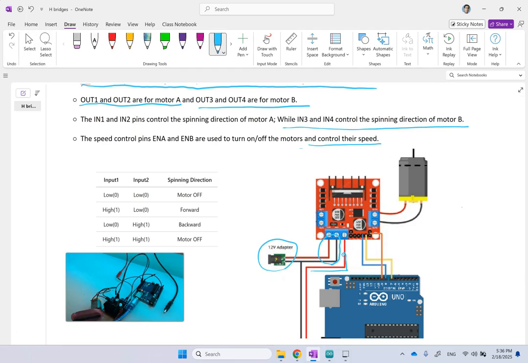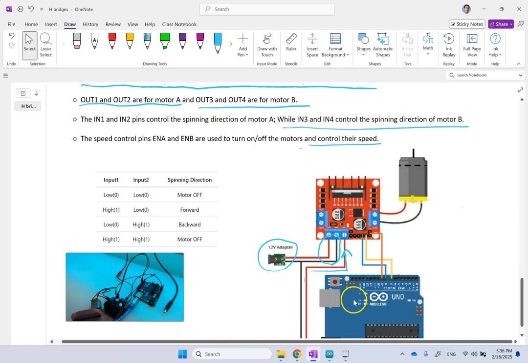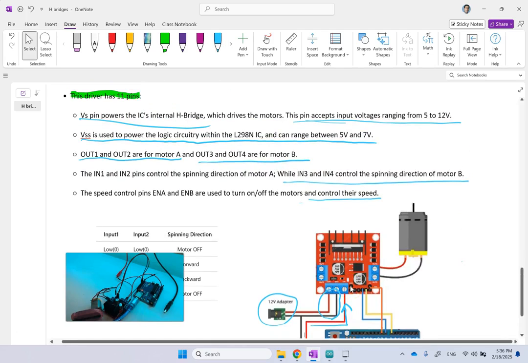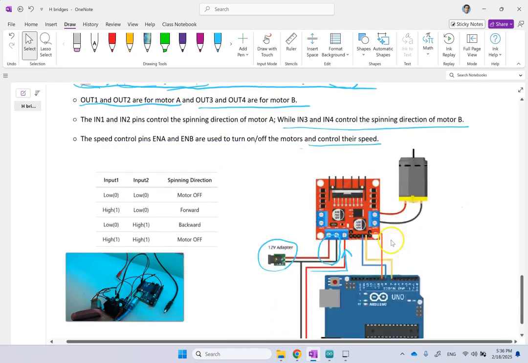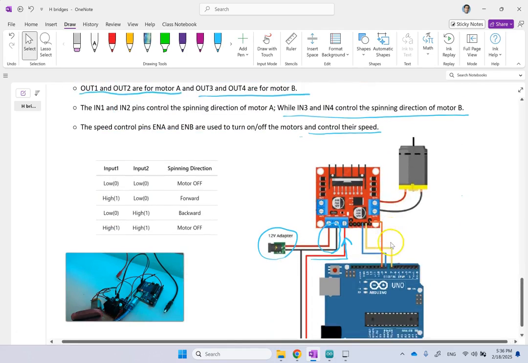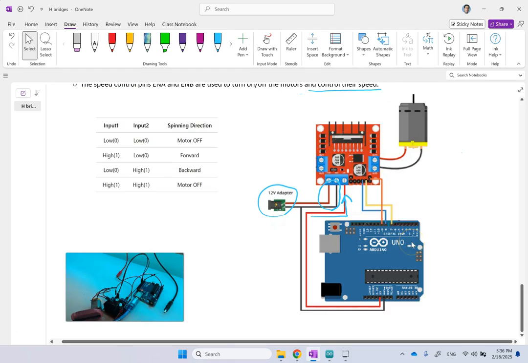This separate line, this 5 volt, that can come from Arduino. That's fine. That's VSS. Okay, that is just to control the logic circuit. So it's not high current, and it can come from Arduino. But VS, that can go high voltage and high current, you definitely don't want to connect that to Arduino. Okay, and that's all it is in this case.